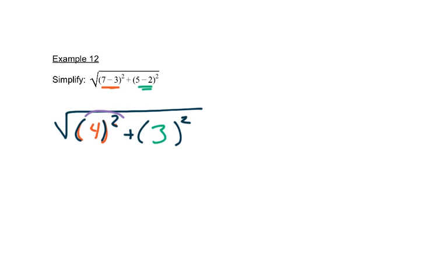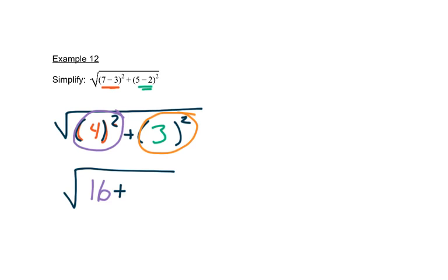And then we need to do these exponents next. So we'll keep this radical sign there because we haven't done anything with it yet. But 4 squared is 4 times 4, which is 16. We'll keep this plus sign here. And then we need to do 3 squared, 3 times 3, which is 9. And now we're ready to do what's inside of here. So we're going to keep our radical because we haven't done anything with it yet. 16 plus 9 is 25.